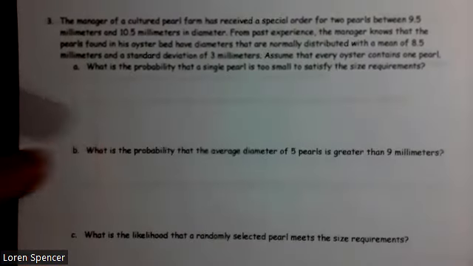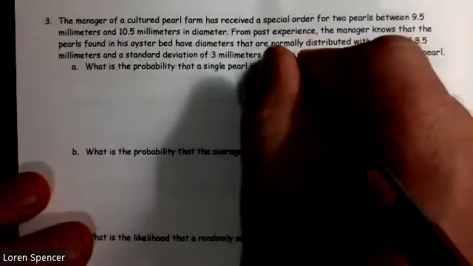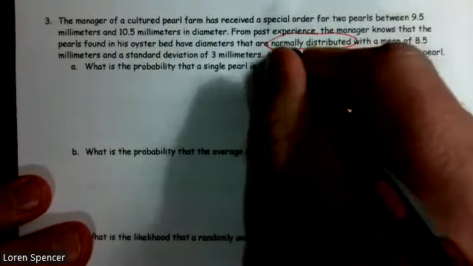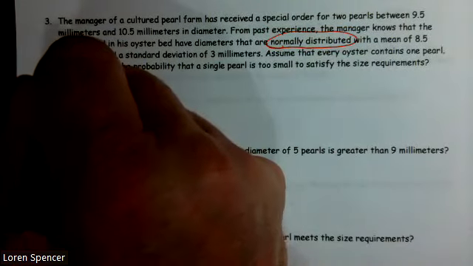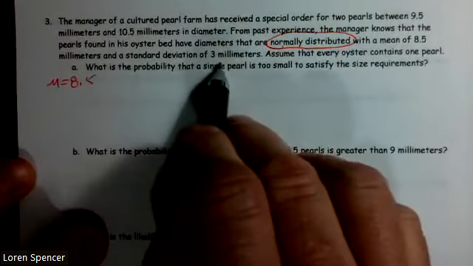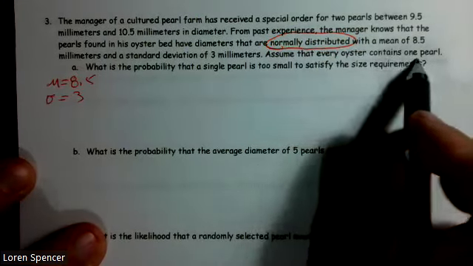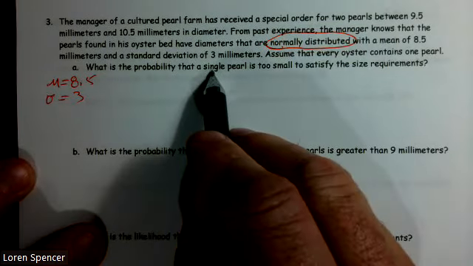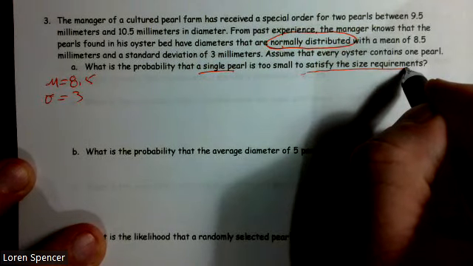The manager of a cultural pearl farm has received a special order for 2 pearls between 9.5 millimeters and 10.5 in diameter. From past experience, the manager knows that the pearls in the oyster beds are normally distributed. That's important. So that means we don't worry about the sample size. With a mean of 8.5. So the mean is 8.5 and a standard deviation of 3. Assume that every oyster contains 1 pearl. What is the probability that a single pearl is too small to satisfy the size requirement?